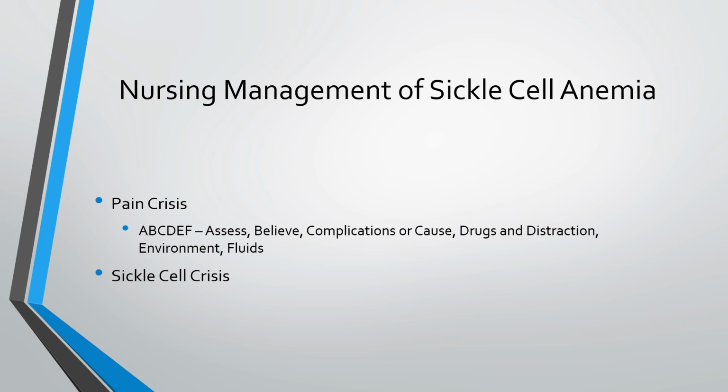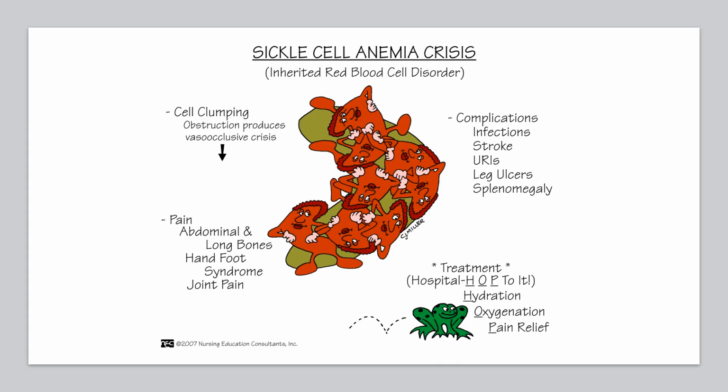Sickle cell crisis, let's look at that. So you can see the clumping that occurs. You can see that picture that shows our red blood cells are sickled, like that moon shape, and now they're clumping, which is causing... usually patients that are dehydrated have an increased concern for sickle cell crisis. So keeping these patients hydrated will decrease that cell clumping.